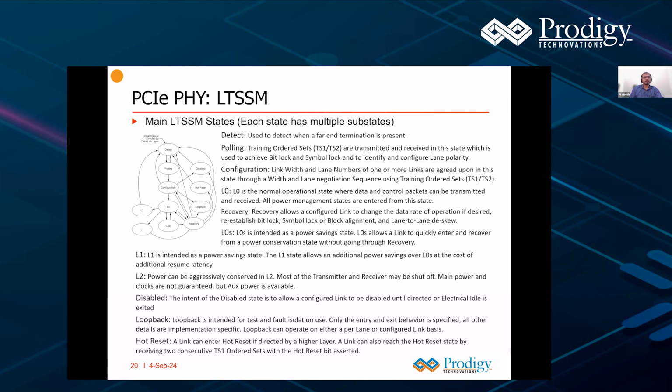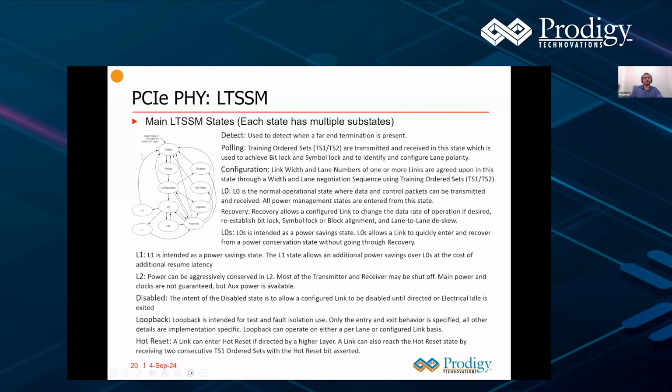And once the configuration is done, it goes to the L0 state, which is the normal operating state where all the data transfer happens. And any other state, like if the speed change or any low power entry exit, it all happens from the L0 state. L0s is the low power state, which is minimal low power, where it can directly come back to L0 using the fast training sequence. L1 is a deep low power where it has to go to recovery, and L2 is the L2.